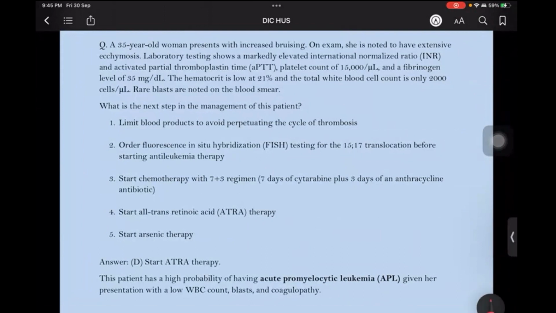Next question, again, very much similar in its essence to the previous question. A 35-year-old woman presents with increased bruising. On exam, she is noted to have extensive ecchymosis. Lab testing shows a markedly elevated INR and activated partial thromboplastin time. Platelet counts of 15,000, so INR is elevated. APTT is elevated. Platelet count is decreased. And the fibrinogen level of 35 decreased. Hematocrit level of 21, so anemia is also there.